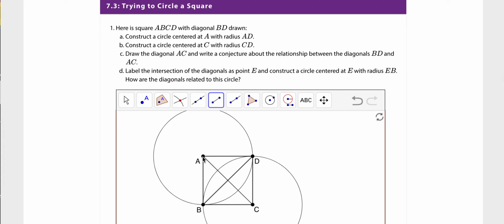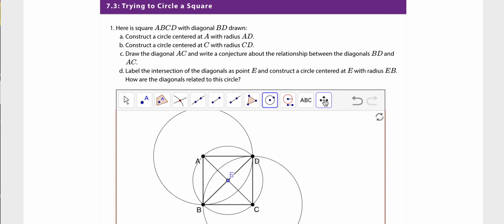There's a lot of conjectures you can make about these diagonals, but if you look at what we've just done here, it looks like BD is a perpendicular bisector of AC. Okay, and now it says to label the intersection points. If you turn your head sideways, it's a diagonal perpendicular bisector construction. And construct a circle centered at E with radius EB.